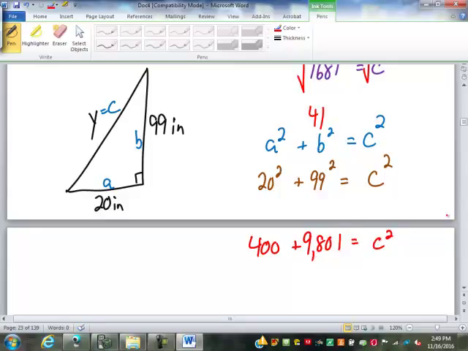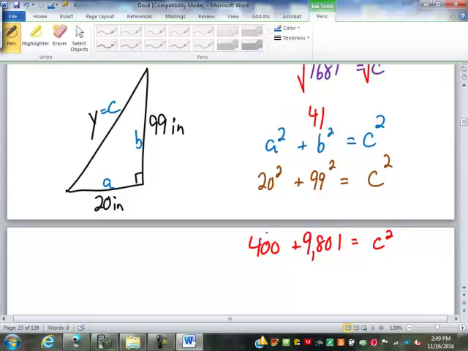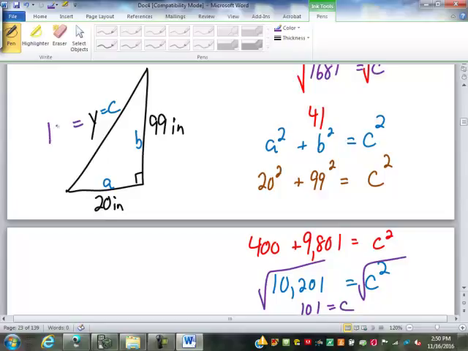Somebody double check me on that one. Yep, okay. So now we add those. 400 plus 9,801 is 10,201 equals C squared. And if we square root that, square root of 10,201 is 101, perfect. That's 101 inches. Perfect, good job.